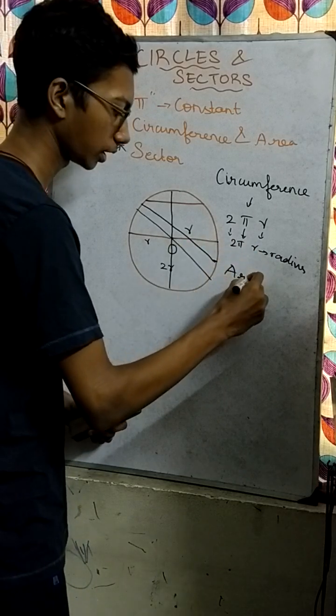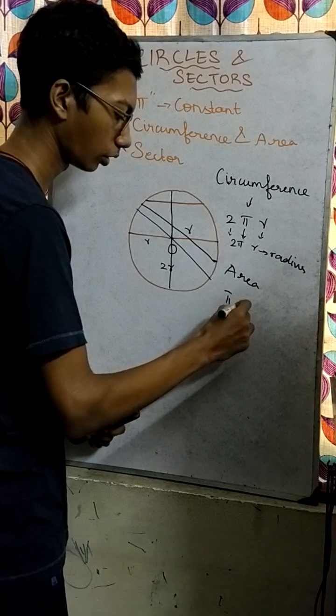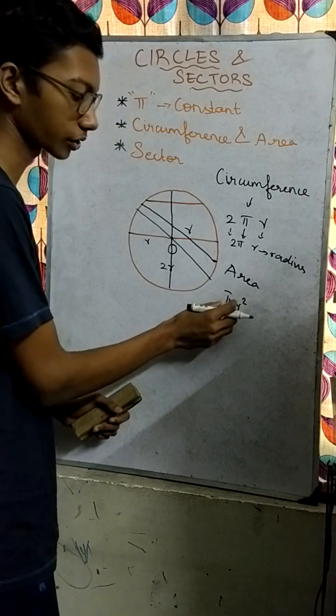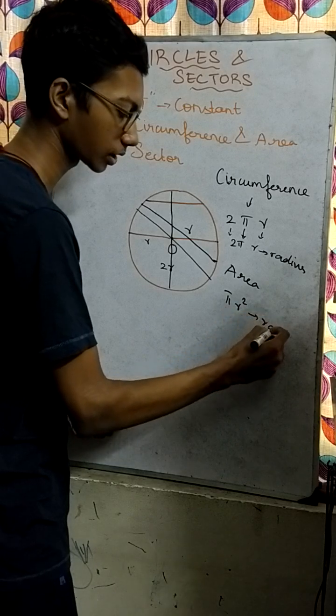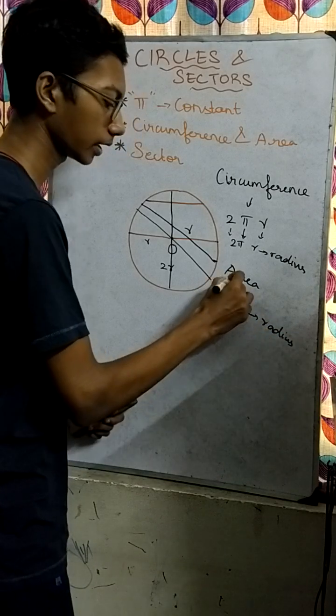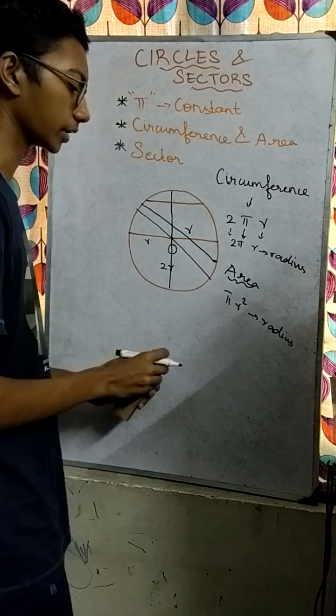Now for the area it is pi r squared. Again the constant appears. And here the radius is squared. So this is again the radius. So the area also depends on the radius.